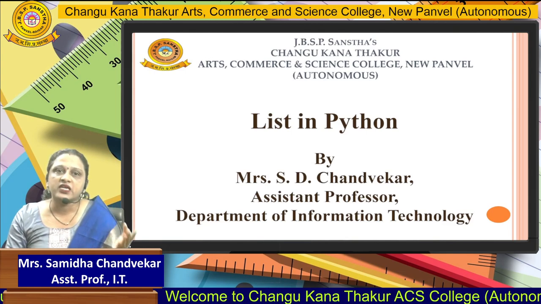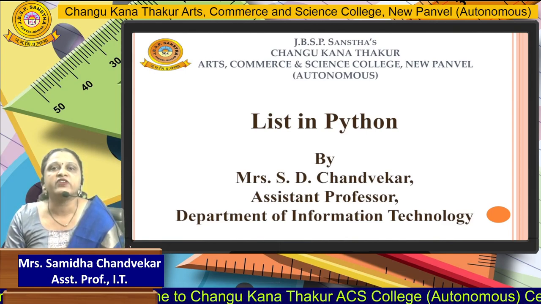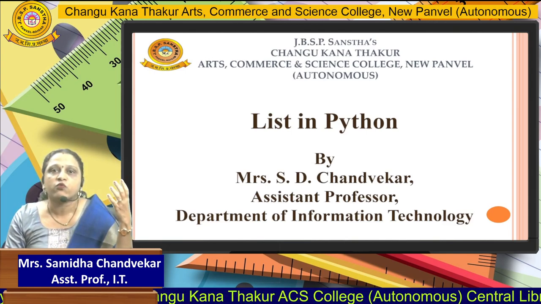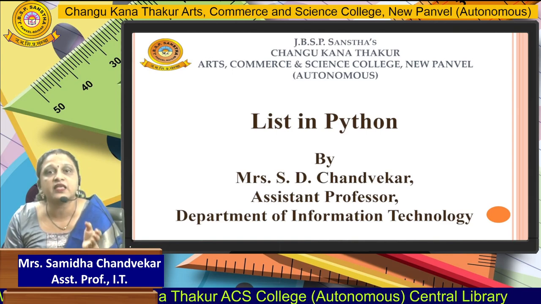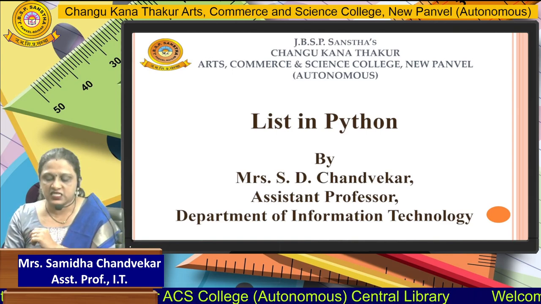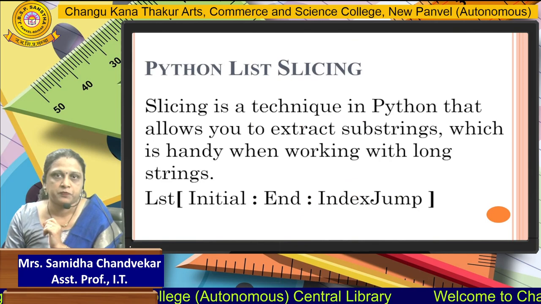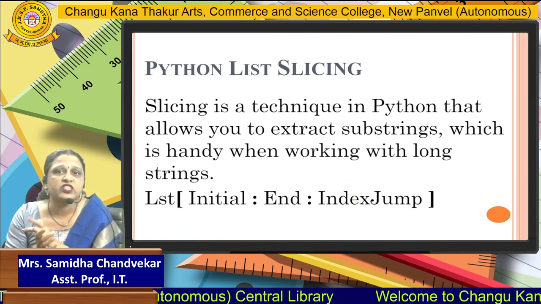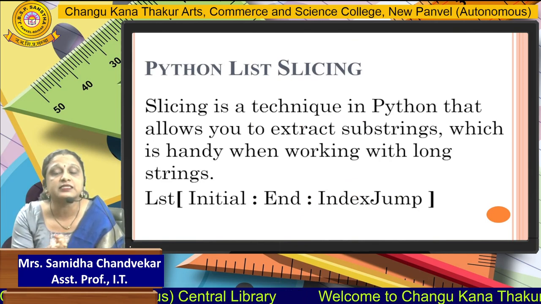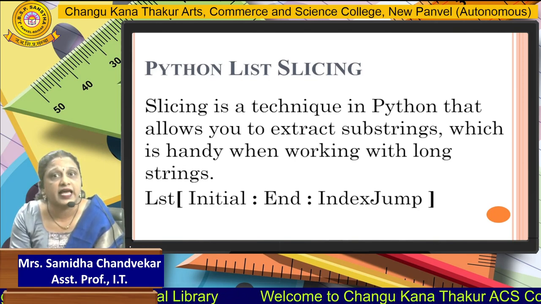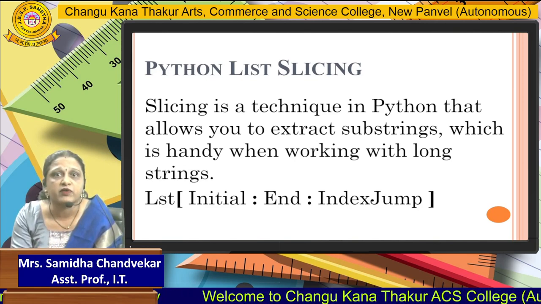See, in the previous video, we saw what exactly a list is, then list length. Now we see some list operations. So what exactly is it? When you are talking about the list, there is slicing. What is meant by slicing? Slicing is nothing but what?